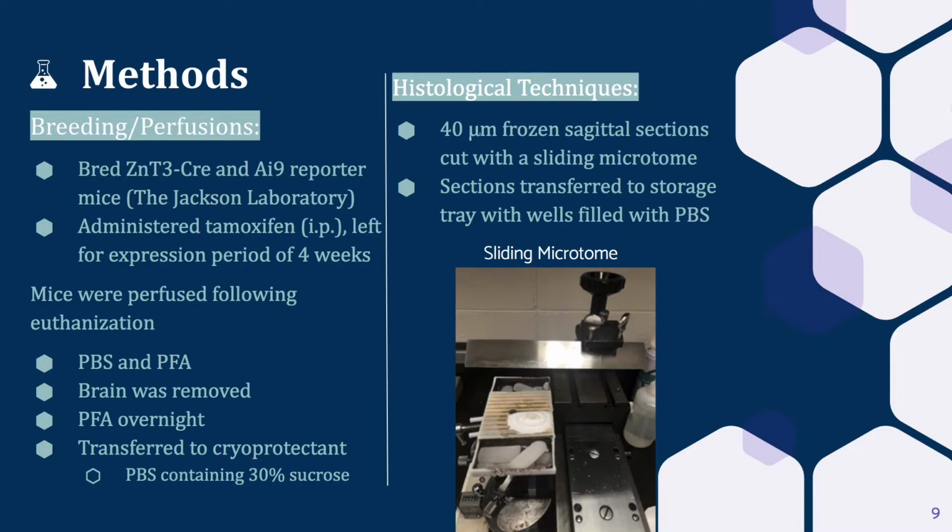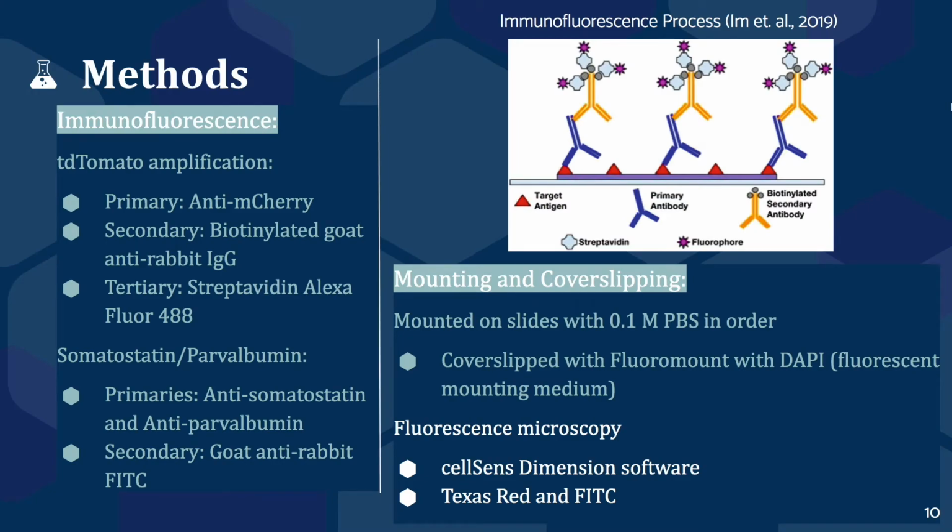Histological techniques were used to slice the brains into 40 micrometer thick frozen sagittal sections using a sliding microtome. The brain was cut with a steady force to minimize cutting artifacts. Once cut, tissue sections were transferred into wells filled with PBS on a storage tray. Immunofluorescence was used to amplify the fluorescent signal from the endogenous tdTomato expression. Anti-mCherry was the primary antibody used to recognize the target antigen, tdTomato. A biotinylated secondary antibody was used, followed by the tertiary antibody, streptavidin Alexa Fluor 488. These antibodies were chosen specifically because they allow for maximum signal detection.